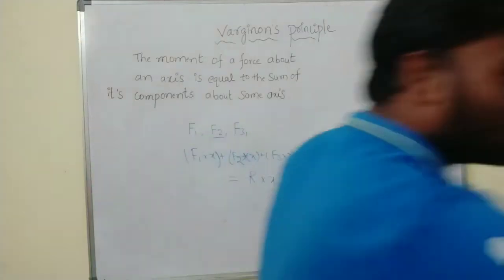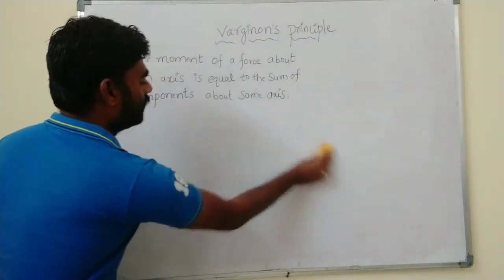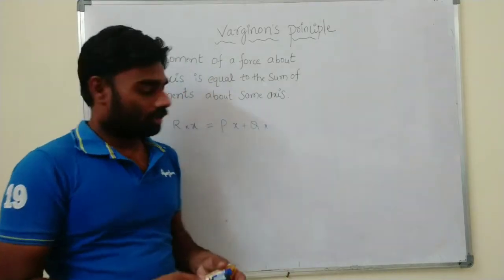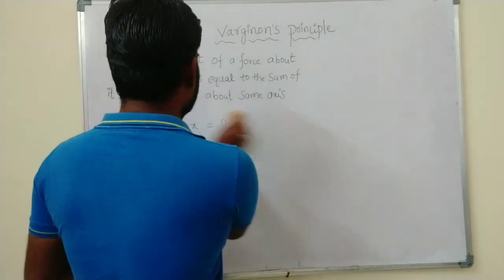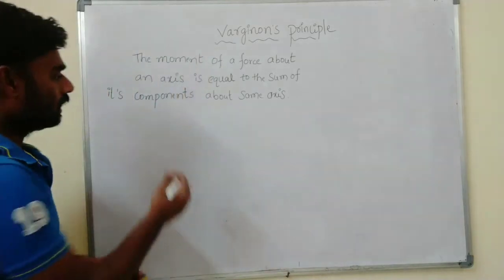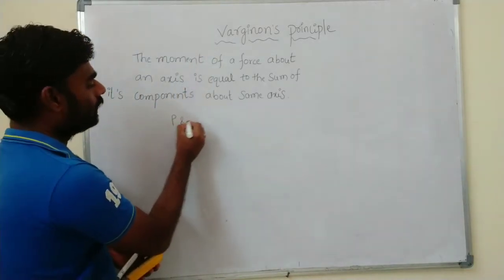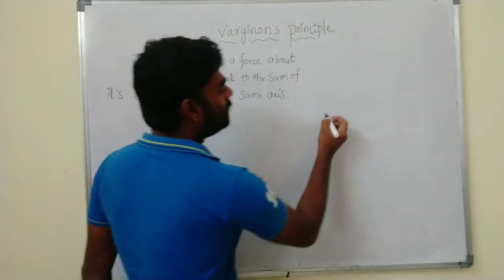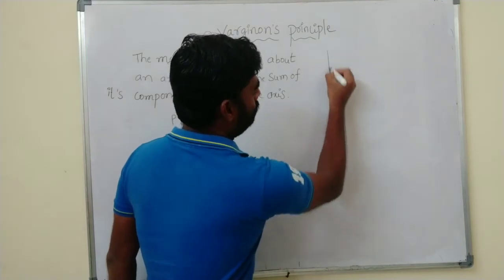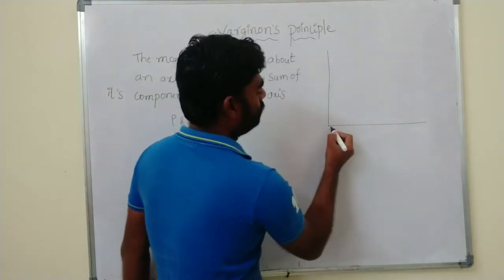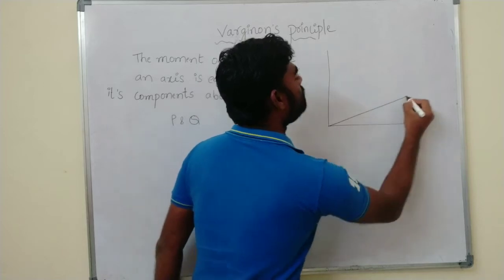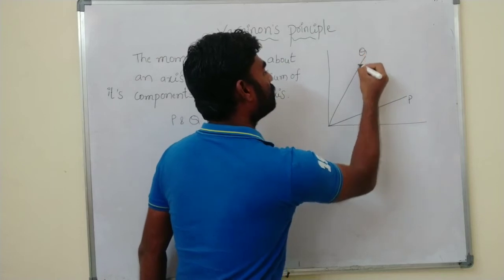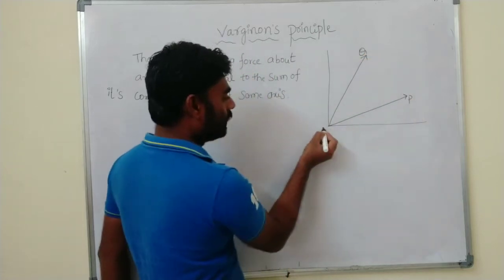Okay, so we have some derivation here, so please see the derivation. Now I am taking two forces P and Q. These two forces are acting at a point O. This force is P and this force is Q.